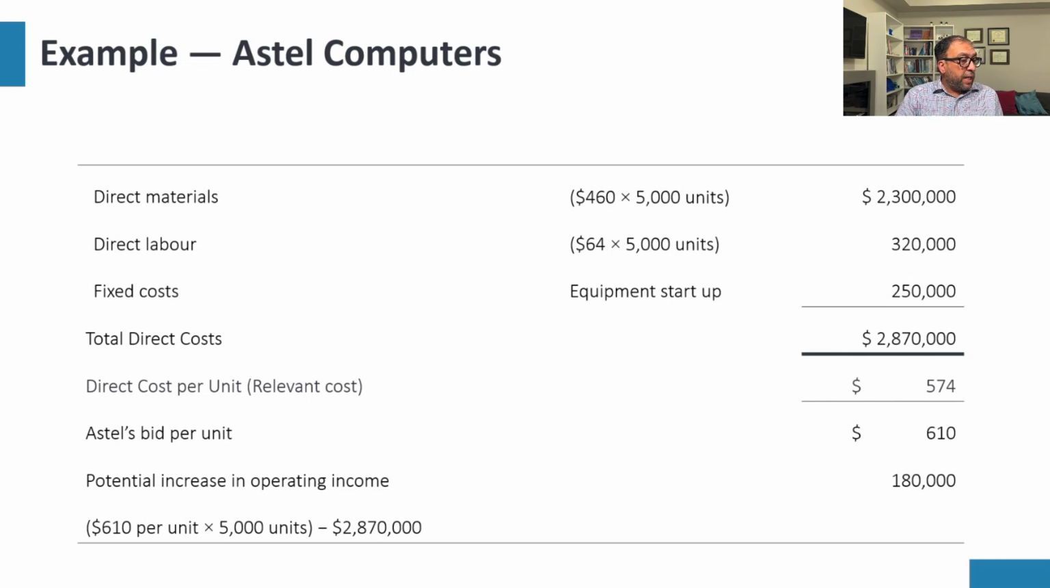Based on the market intelligence, Astel believes that the computer bidding will be between $600 and $625. So that's the market information that the other bidders are going to bid between 600 and 625 per computer. So Astel makes a bid of 610 per computer. If it wins the bid, operating income will increase by 180. So we just calculated here how we can get 180.